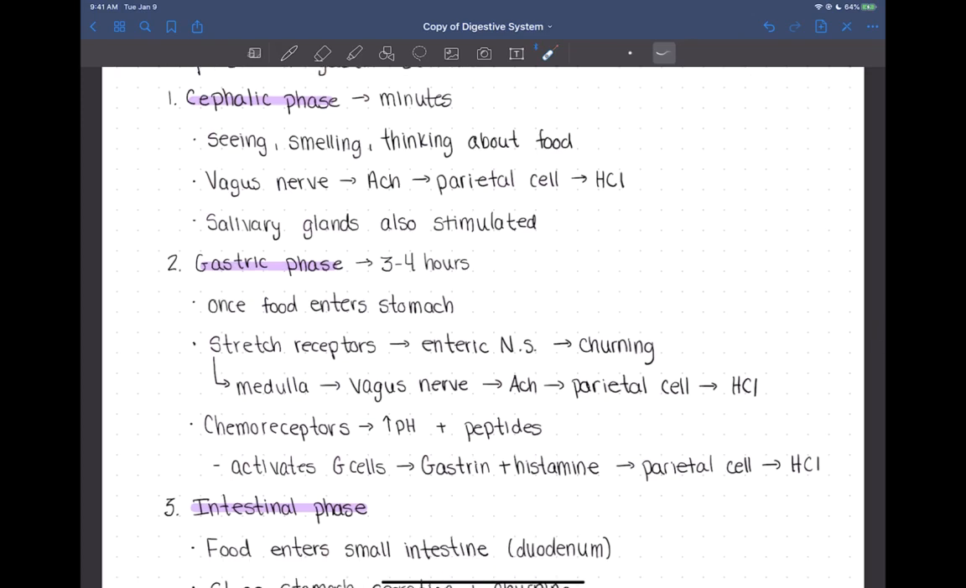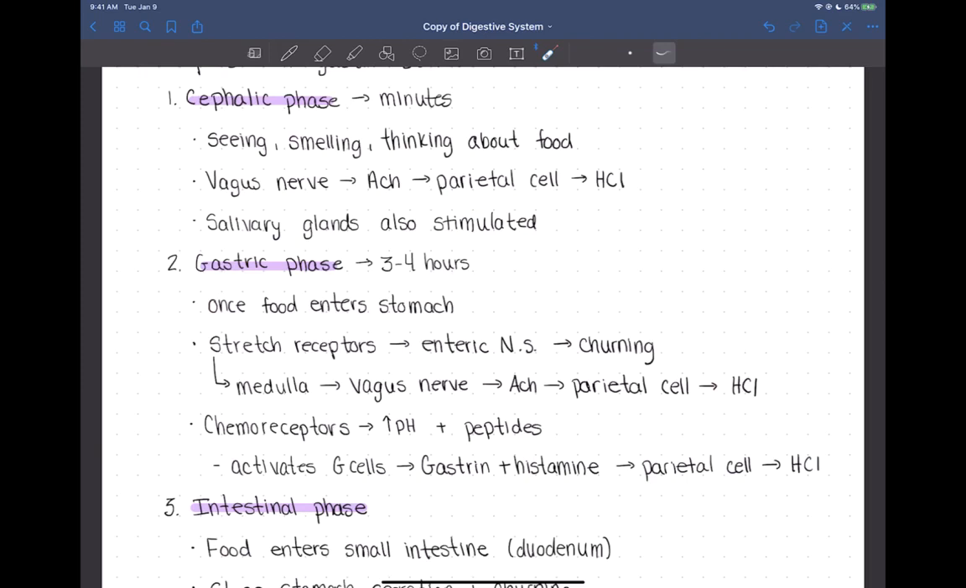And you also know, I'm sure, just from your own experience, that smelling something that smells really good and tasty will make you salivate, right? That's also part of the cephalic phase. So salivary glands are activated in this phase as well. Okay.